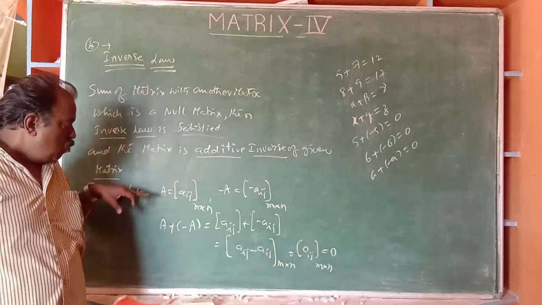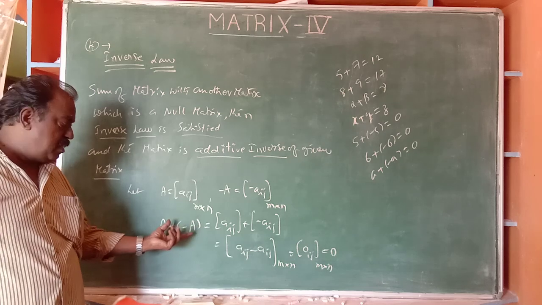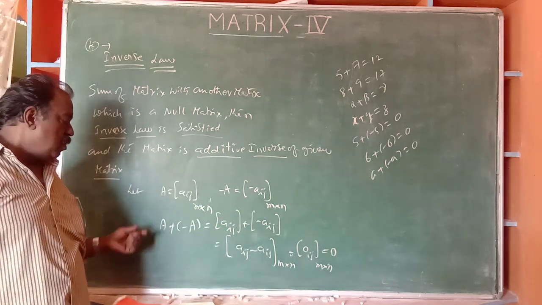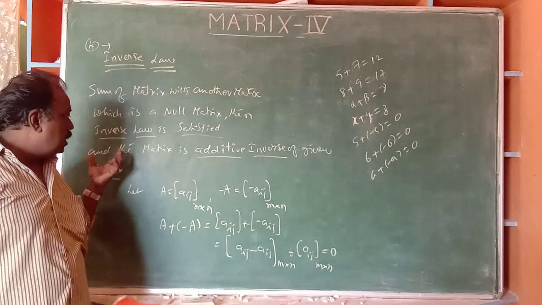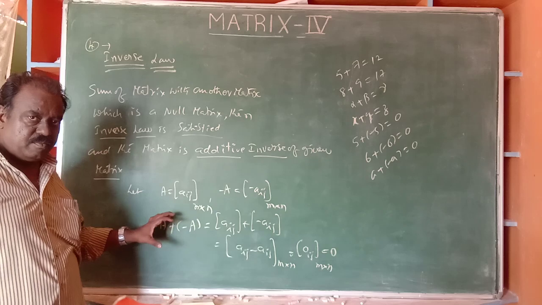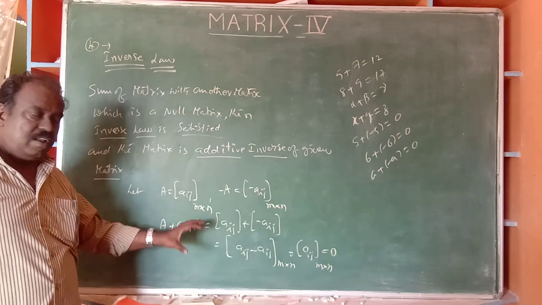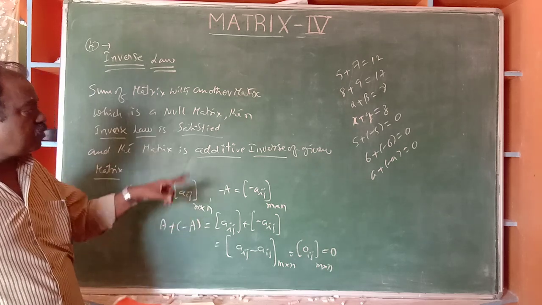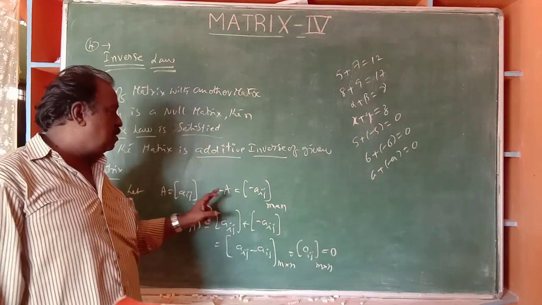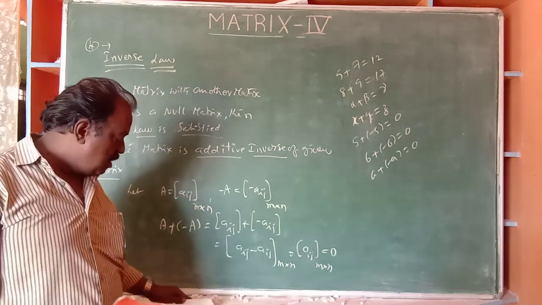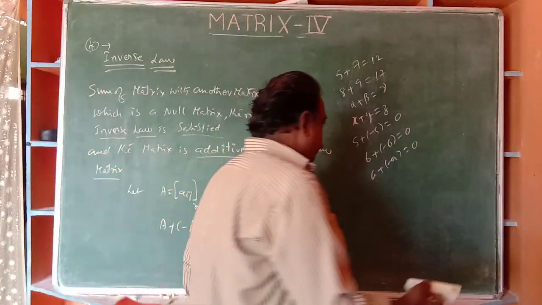Now, one matrix is added with another matrix which gives the null matrix 0, the identity element. So here the inverse property is satisfied. So addition of matrices follows the inverse law also. Here the additive inverse matrix of capital A is minus A. Is it clear? Like that we have to prove.